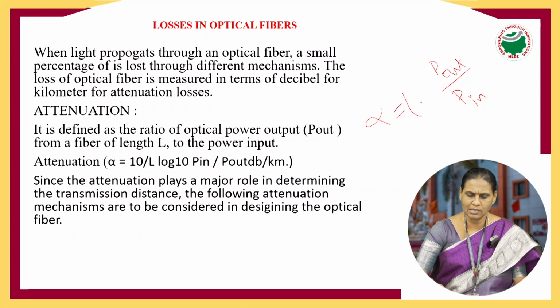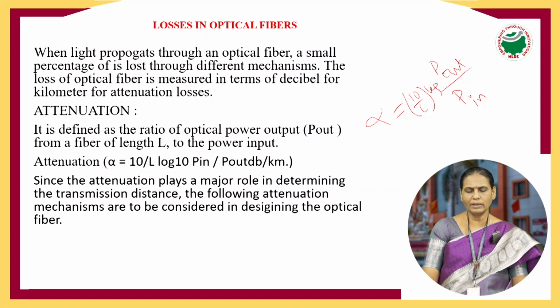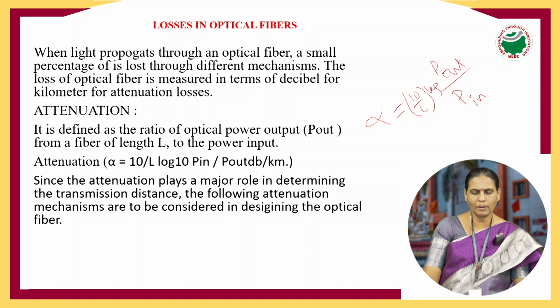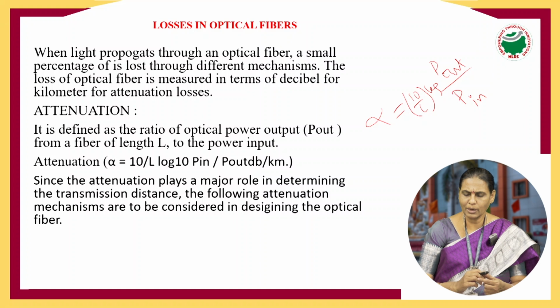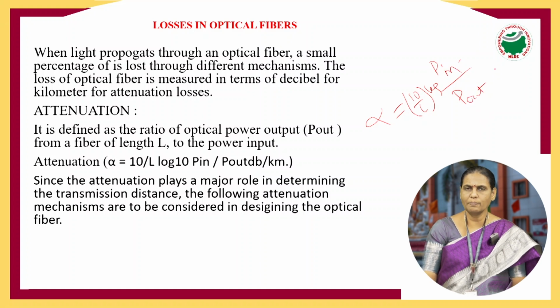In the practical part, we write it as 10 by L log of P out by P in. That is, we actually do this in the experimental part. In the calculation part, in the part of loss calculation, we will be using this particular formula, alpha, which we call the attenuation loss. It is defined as the ratio of optical power output from a fiber of length L to the power input. So alpha is 10 by L log of P in by P out, not P out by P in. And this power loss is expressed in terms of decibel per meter.